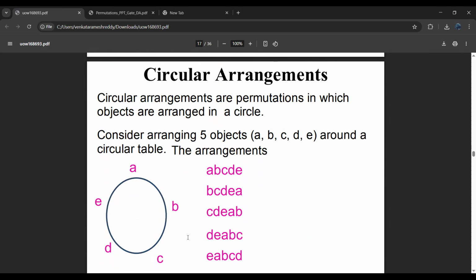What do you mean by circular arrangement? So we are starting. Please wait 2 minutes, guys. I will start it soon.